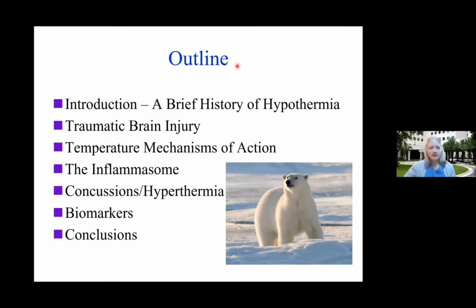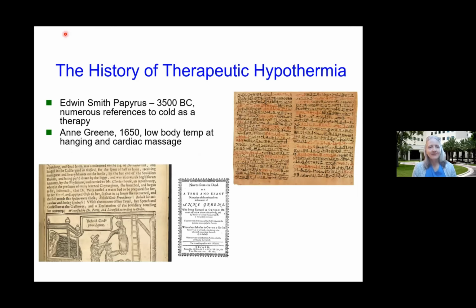So some of you may or may not know, I'm sure this is a very well educated neurosurgery audience. In terms of the history of therapeutic hypothermia, basically the Edwin Smith papyrus, which was dated 3500 BC, had numerous references to cold as a therapy. So this is probably the first medical document describing the use of some type of cold therapy.